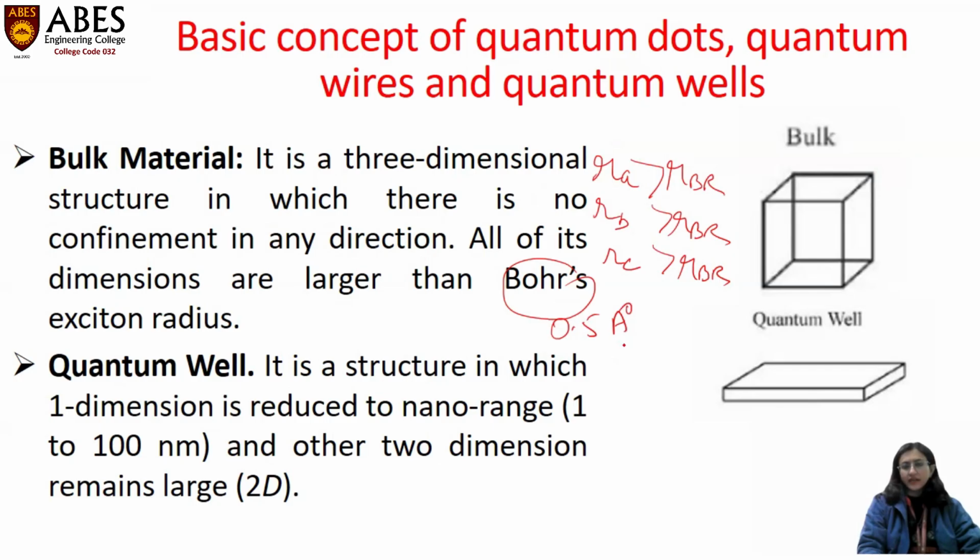Now, if we are able to reduce any one dimension of these three to the nanoscale, say for example Ra is comparable to the Bohr radius, while Rb and Rc are greater than the Bohr radius, then we have a quantum well. It is a structure in which one dimension is reduced to the nano range and the other two dimensions remain large. Examples of quantum wells are quantum well lasers, so we have quantum well lasers being fabricated.